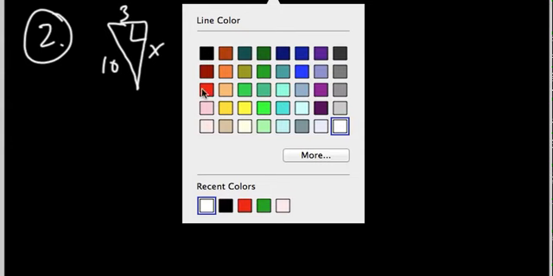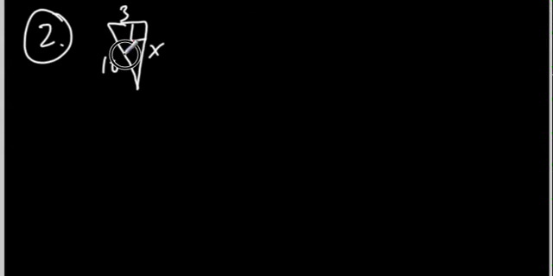Number 2, we have it like this. Here's the right angle. Here's 3. Here's x. Here's 10. Let me just use a different color. So once again, what's the hypotenuse? Always identify the hypotenuse first. So this is the hypotenuse right there, HYP. So 10 is the hypotenuse right here.